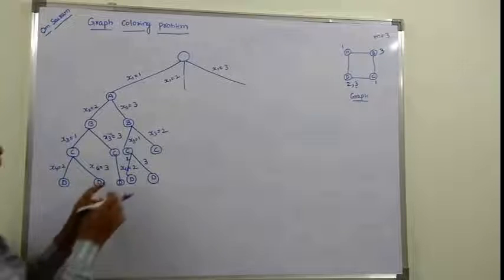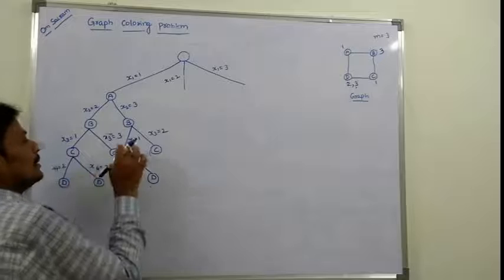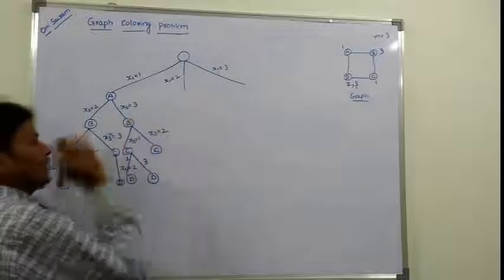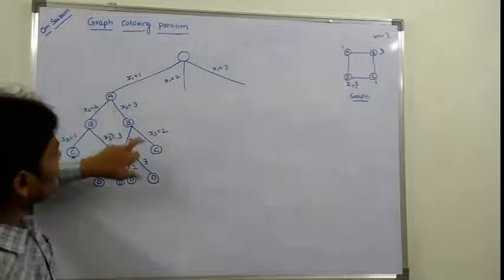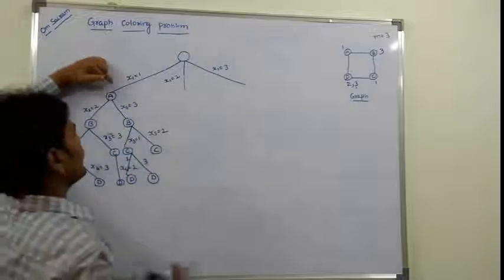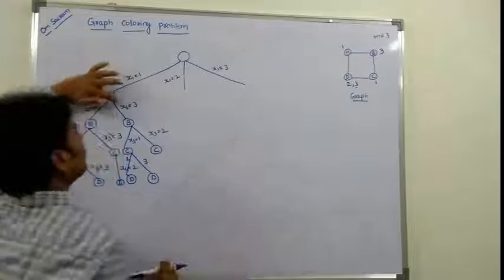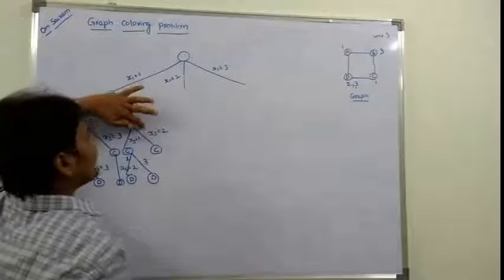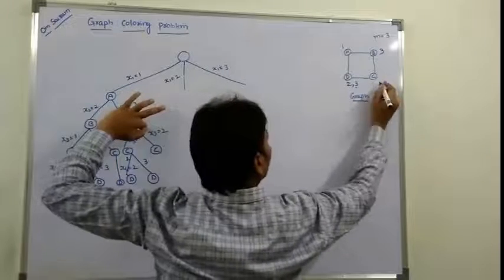Next, again we have to backtrack. C is already filled, so again we have to backtrack D. Suppose we take this path. Vertex A is filled with the first color, vertex B is filled with the third color, and vertex C is filled with the second color.